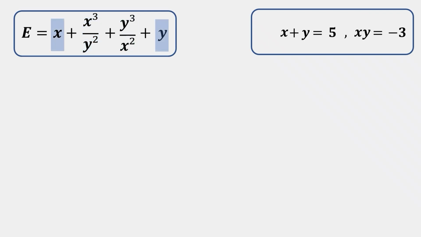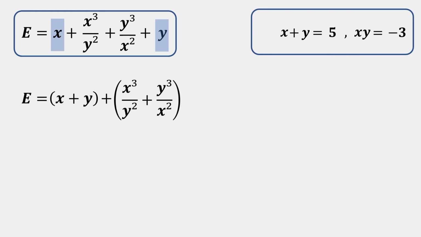Let's group the first and last terms together. That gives E equals x plus y plus x cubed over y squared plus y cubed over x squared. We already know that x plus y equals 5, so that part becomes simple later. Now our focus is on the fraction portion, x cubed over y squared plus y cubed over x squared. Let's find a common denominator.